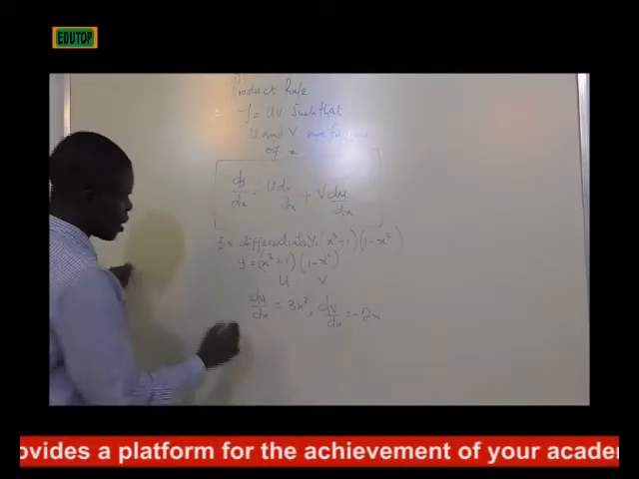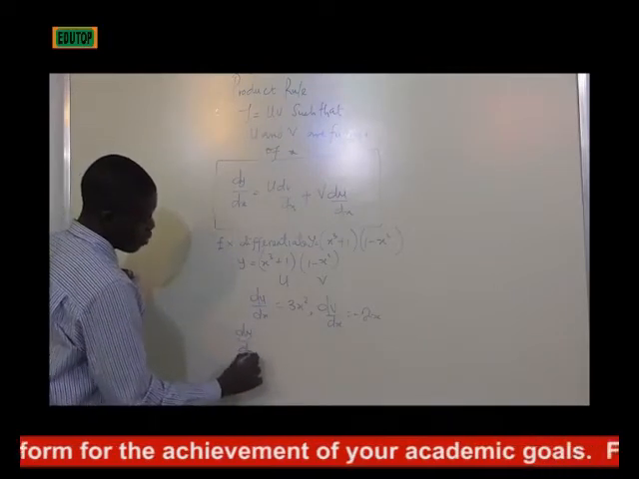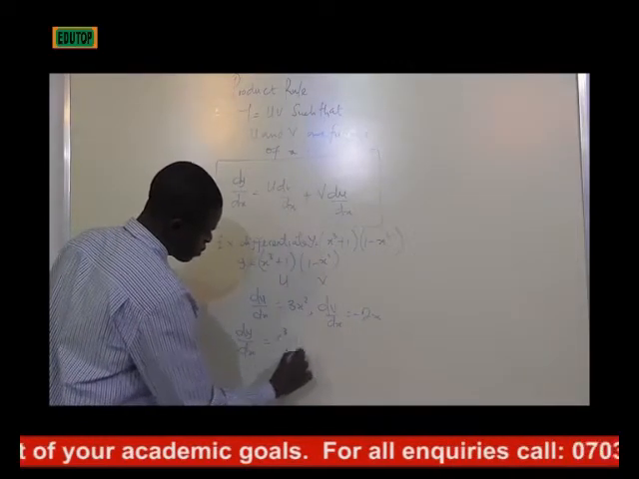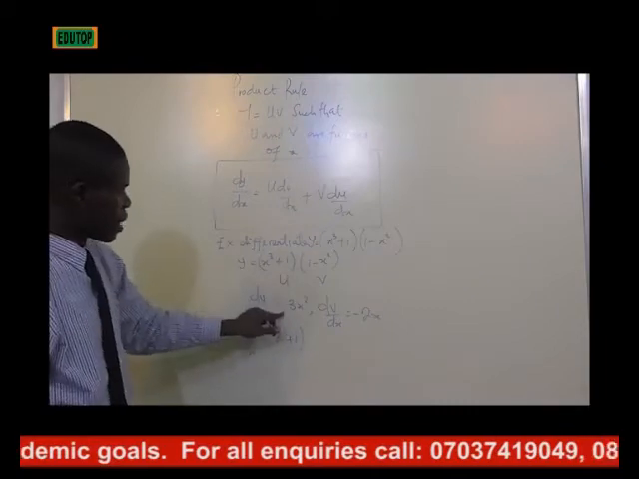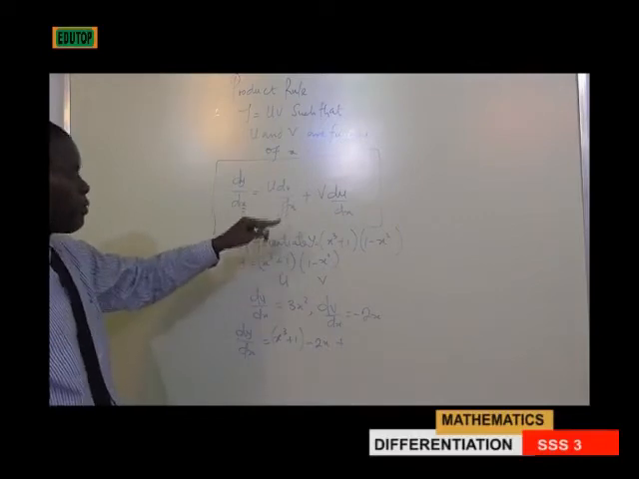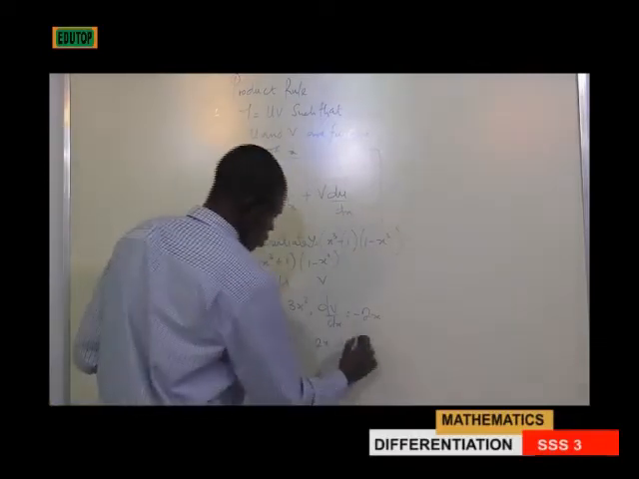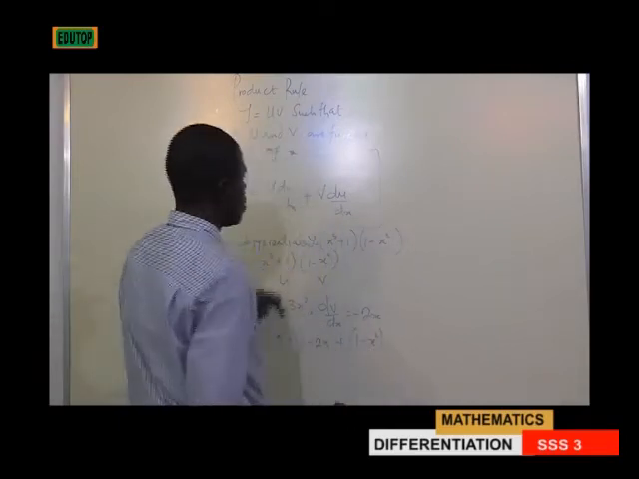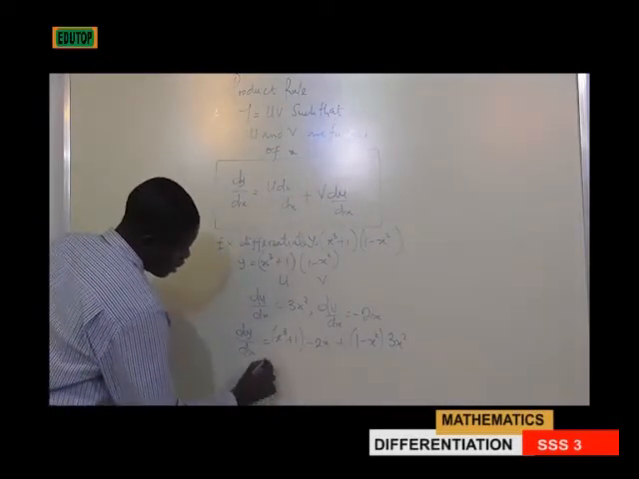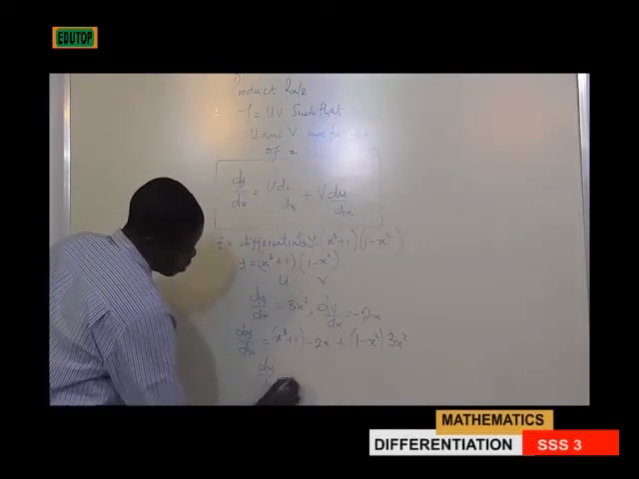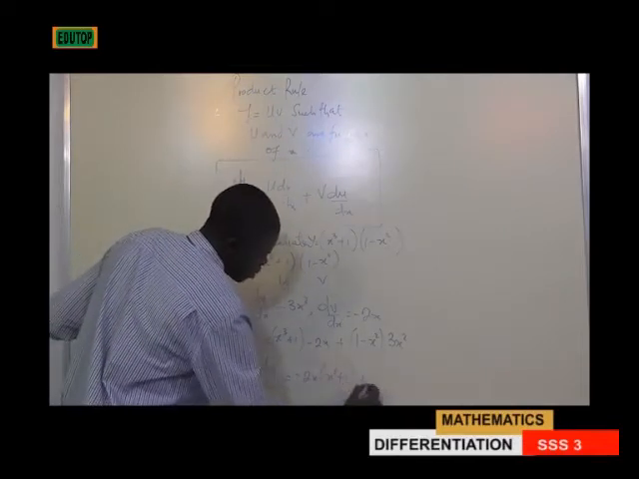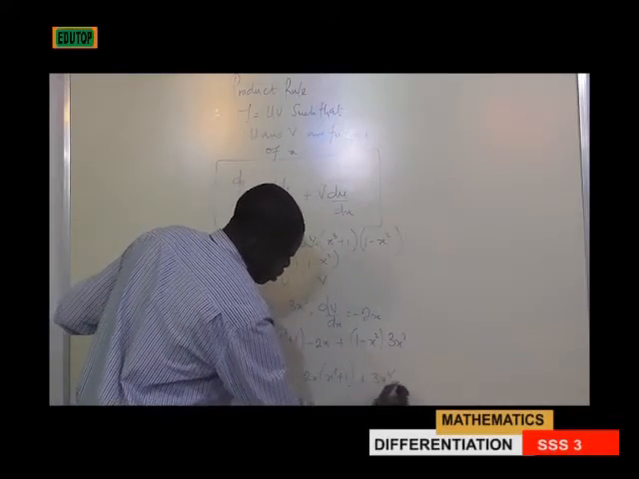Then we now go back to our formula. Then our dy/dx will now be equals to, what do you have? U. What's our u? Our u is x squared plus 1, times dv/dx. Where's our dv/dx? That's minus 2x, plus v. What's our v? Our v is 1 minus x squared, times du/dx. What's our du/dx? 3x squared. So dy/dx automatically will give us minus 2x into x cubed plus 1. And this one becomes plus 3x squared into 1 minus x squared.